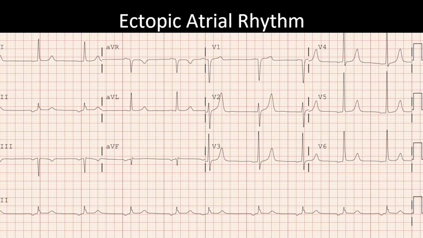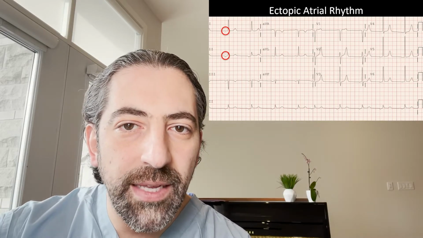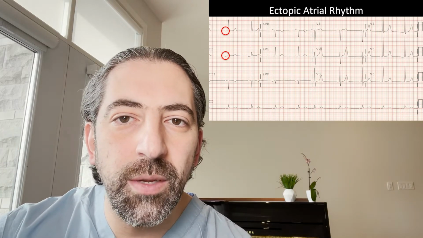This is an example of such a P wave. Here you have a P wave that's negative in lead 1 and lead 2, and this is what we call ectopic atrial rhythm, meaning there's another ectopic focus in the atrium other than the sinus node that has taken over the job of driving atrial depolarization.